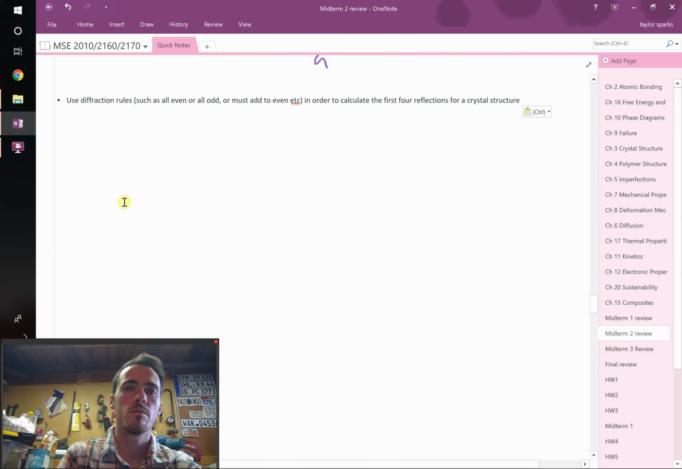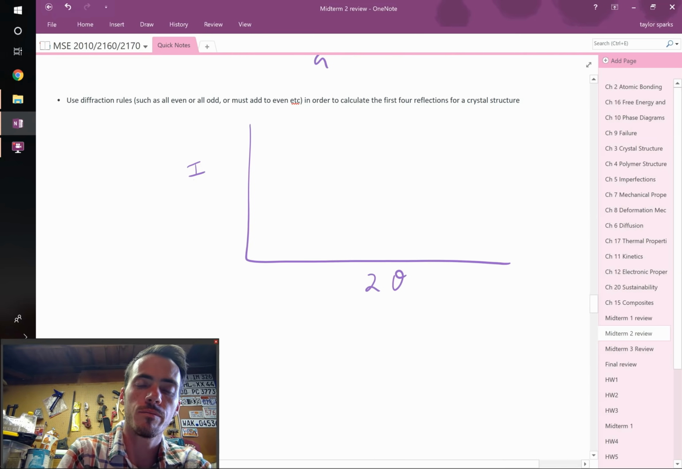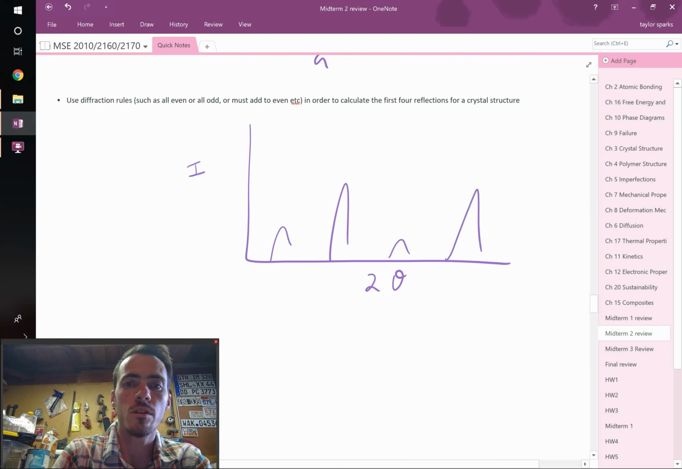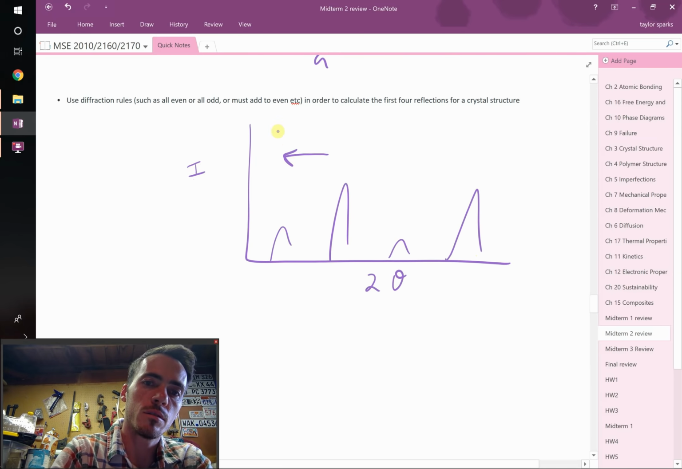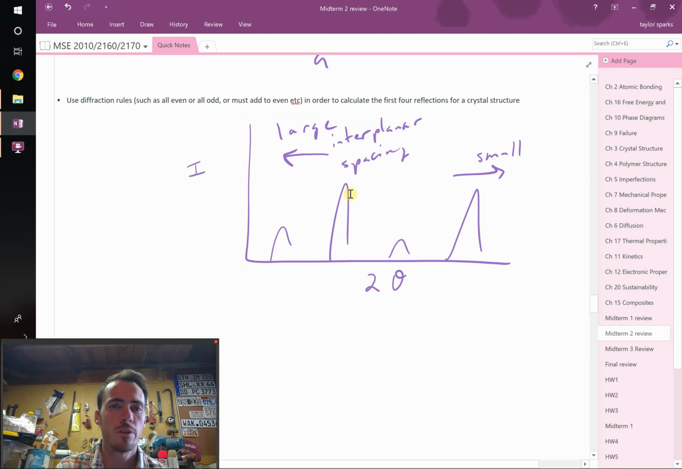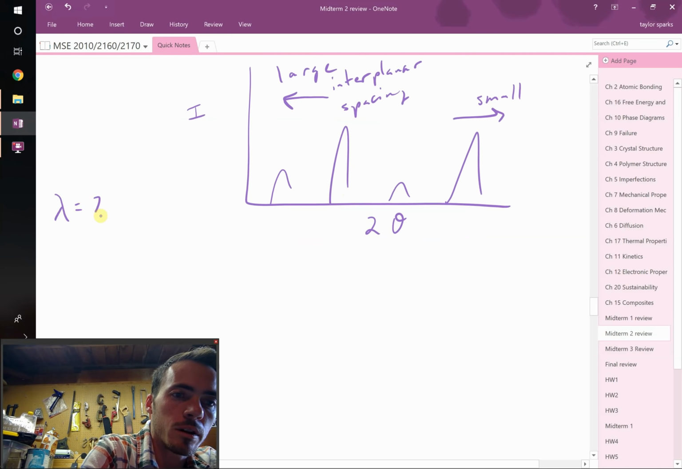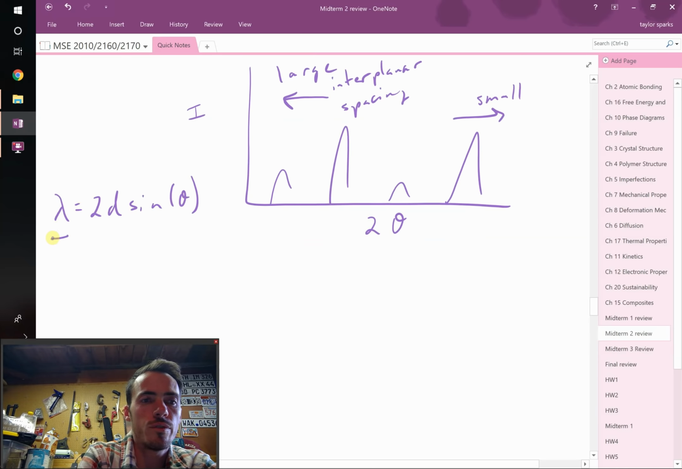the rule of thumb is to remember that if you're looking at your diffraction pattern, which is intensity as a function of 2 theta, the peaks that you see, right, you're going to see different peaks. These ones down here correspond to a large interplanar spacing. Okay, so you've got your large interplanar spacing and your small interplanar spacing. We know that because lambda equals 2d sine of theta, right? So if this over here is a constant and you want this to be small, then you want this to be large, okay?